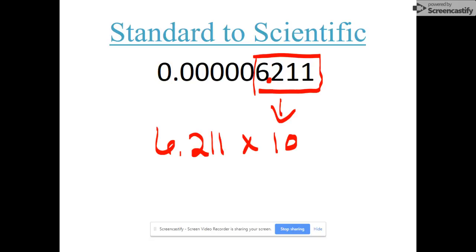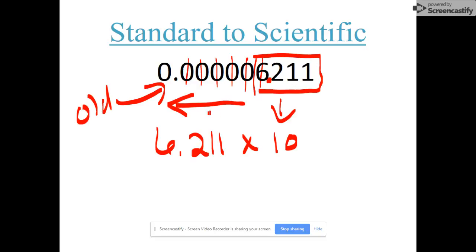This time, I've got my new decimal, and here's my old decimal. So I'm going to count from my new decimal to my old decimal. Basically, I'm counting the numbers in between the two decimals. So this time I get 1, 2, 3, 4, 5, 6, and I counted to the left, so it's going to be negative. So I get 6.211 times 10 to the negative 6th power.